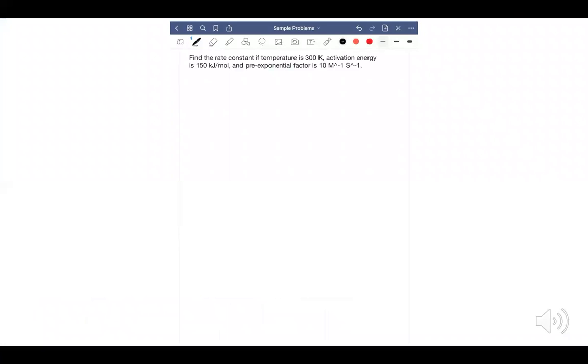Here's a sample problem. Find the rate constant if temperature is 300 Kelvin, activation energy is 150 kilojoules per mole, and the pre-exponential factor is 10 M^-1 s^-1. Here we are using the rate of reaction equation. We take the logarithm of both sides, sub in the values, and take the exponent of e to find k.